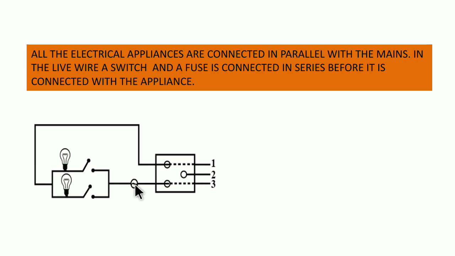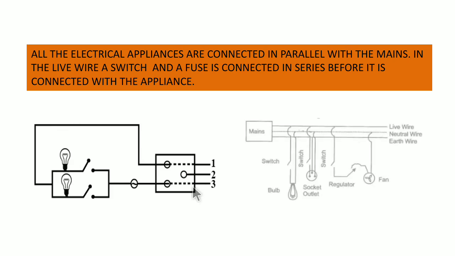All right, so a fuse is kept, a switch is connected. They are connected in series, a fuse and a switch, but the electrical appliances, both the bulbs, are connected in parallel. All right, here's another picture which shows that they are connected in parallel. See over here, the mains comes over here, the live wire comes over here with the switch, and the neutral wire again comes over here and gets connected with the bulb. So when the switch is on, the bulb will glow.